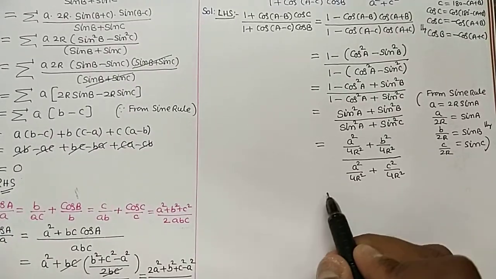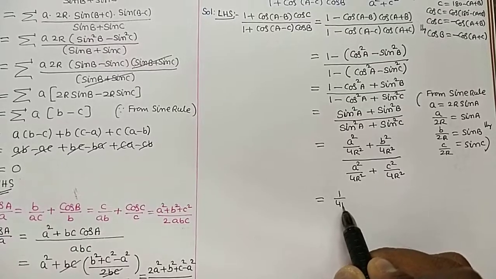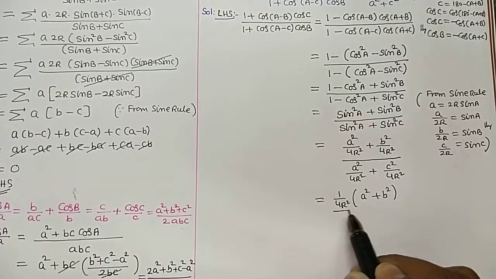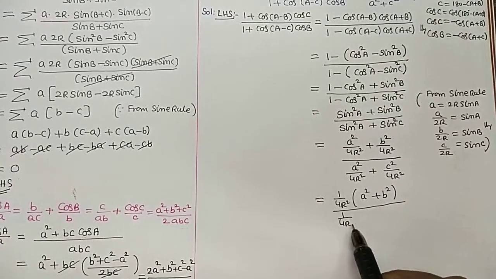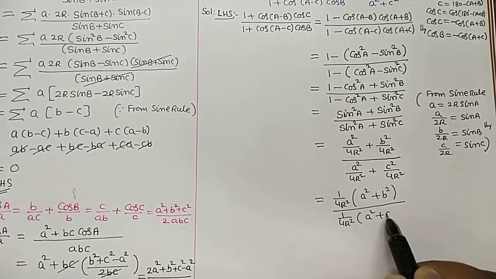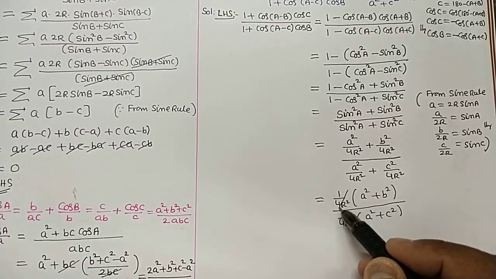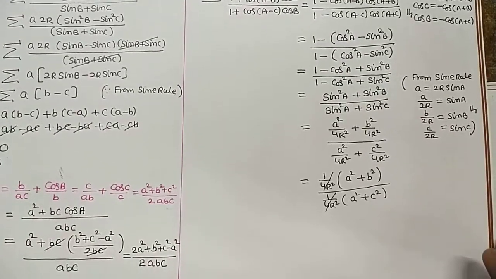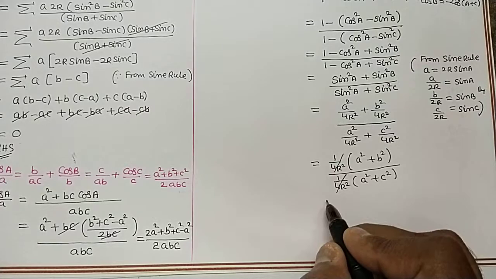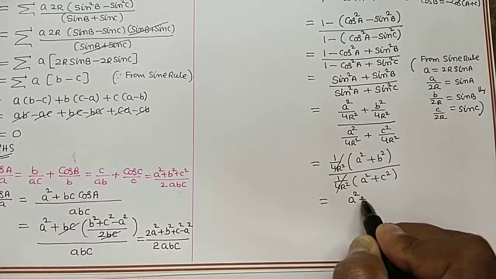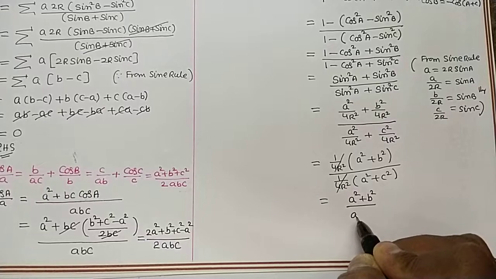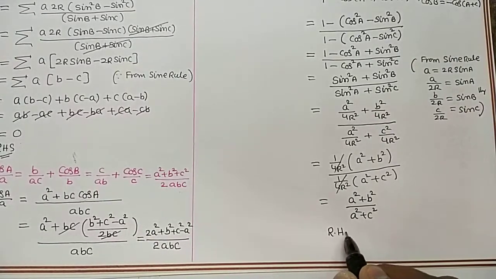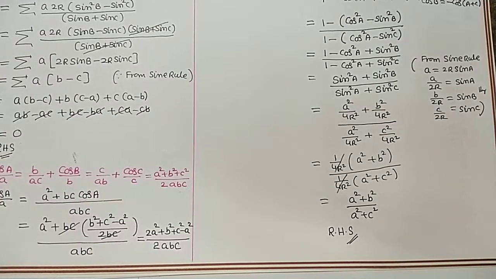So from the numerator and denominator, 1 by 4r square take common. We will get here a square plus b square. In the denominator itself, 1 by 4r square into a square plus c square. So you can cancel 1 by 4r square in both numerator and denominator. So we will get a square plus b square divided by a square plus c square, which is our required RHS. Hence proved.